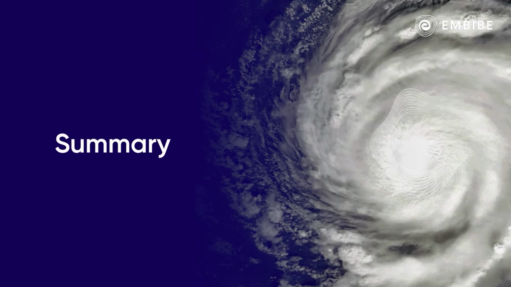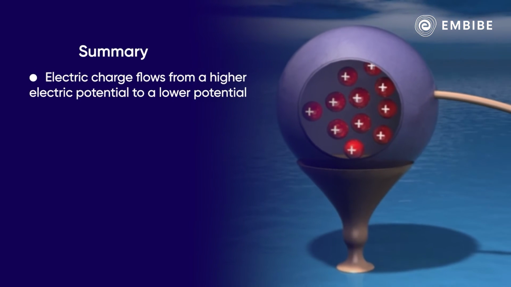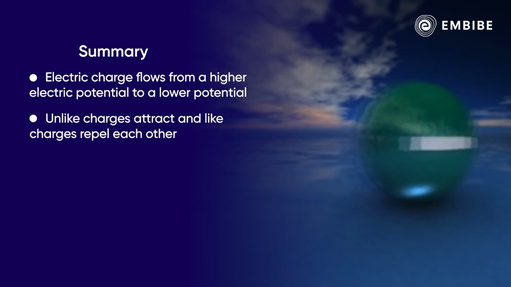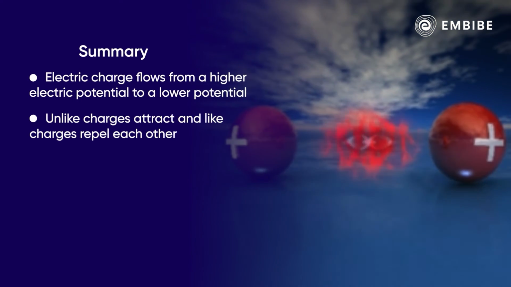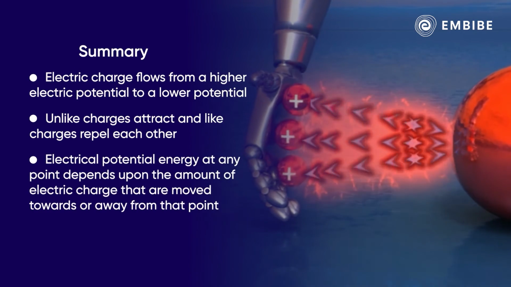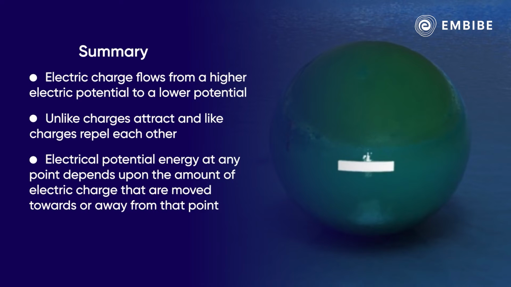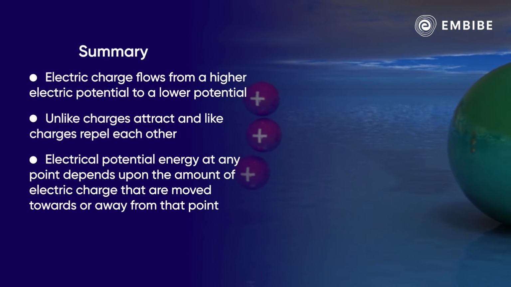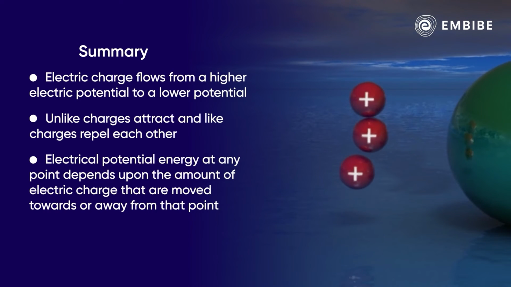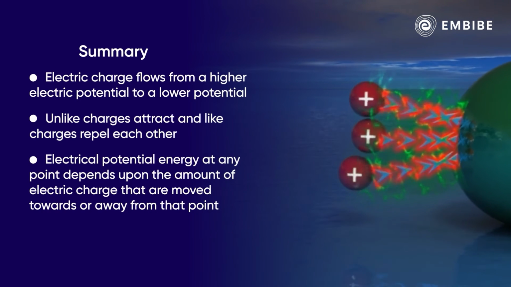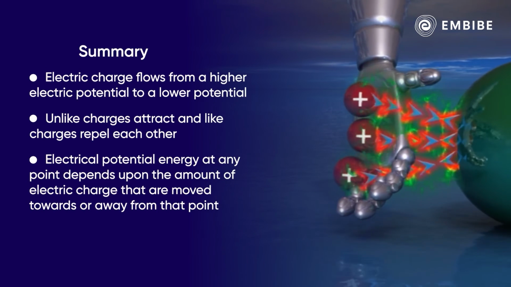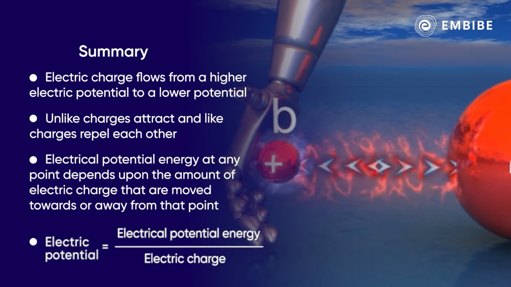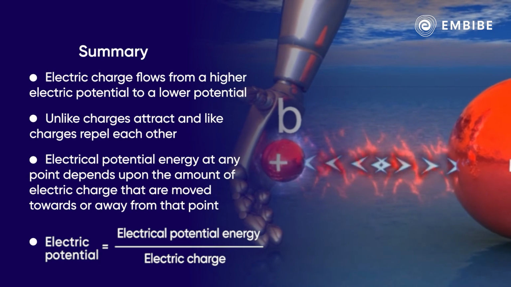Let us summarize what we learned. Electric charge also flows from a higher potential to a lower potential. Unlike charges attract, and like charges repel each other. Electrical potential energy at any point depends upon the amount of electric charge that are moved towards or away from that point. Electric potential at any point is the electrical potential energy per unit charge at that point. It can be mathematically expressed as electric potential equals electrical potential energy over electric charge.